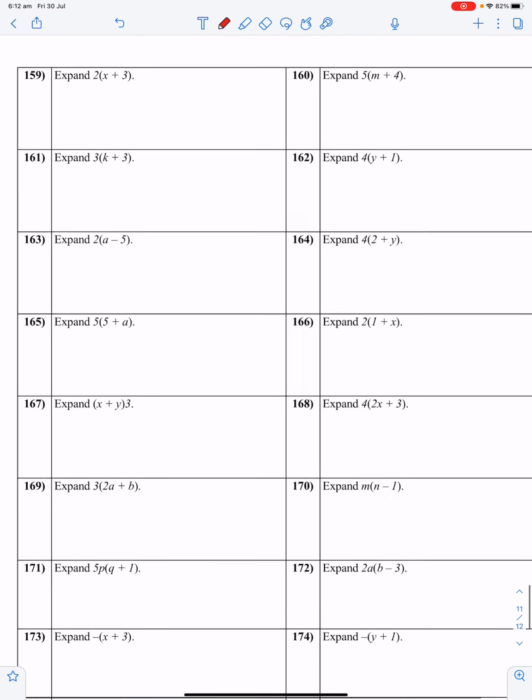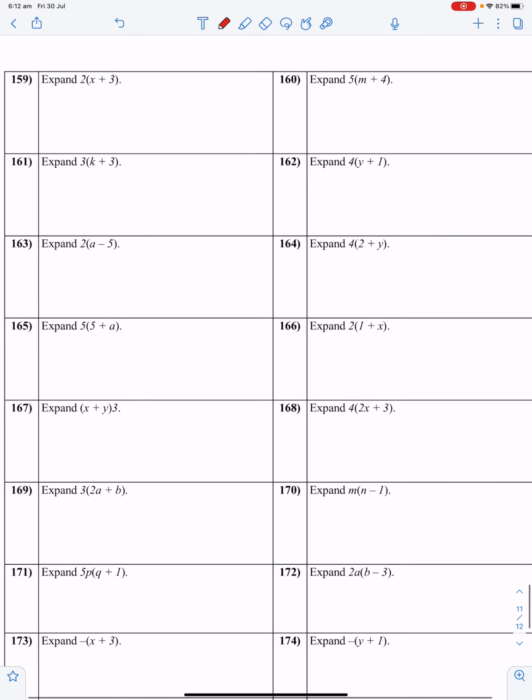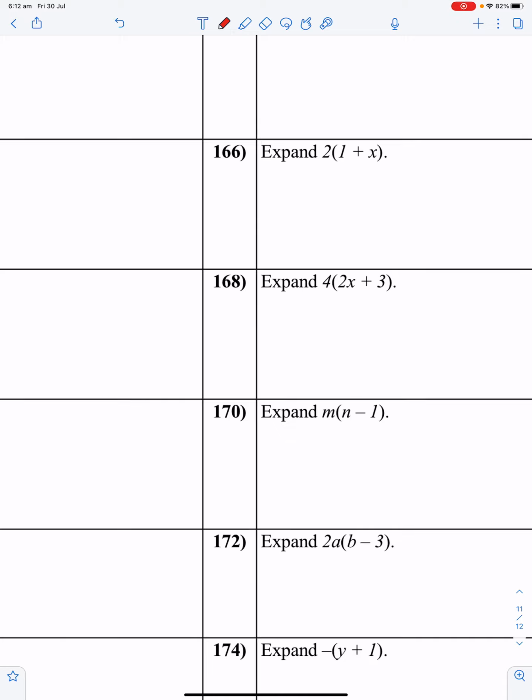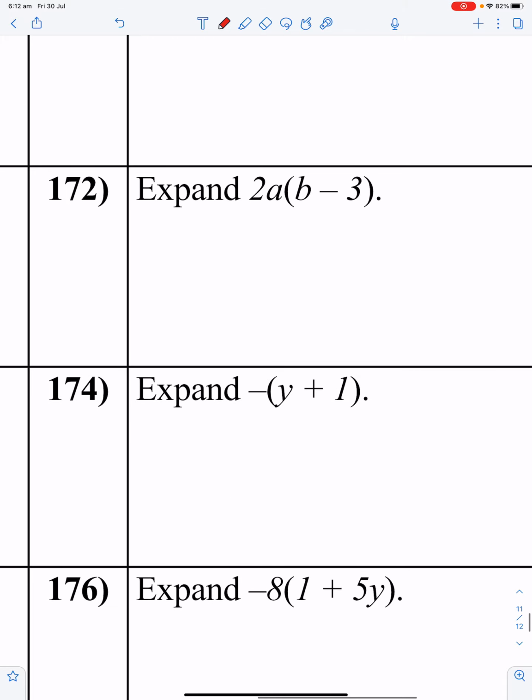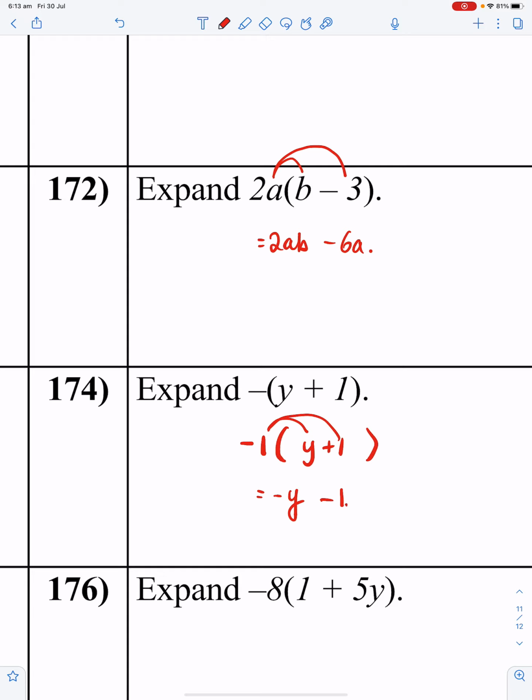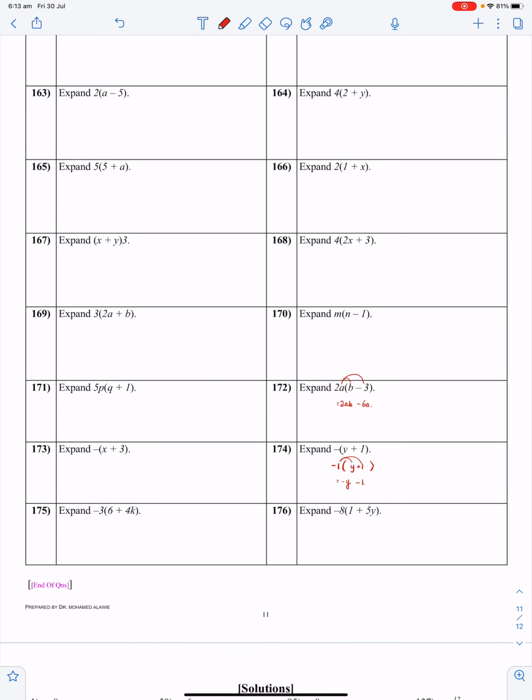Now this page is on expanding brackets. We have done a fair bit on expanding brackets. I'll just remind you, I'll do question 172, this one over here. 2a times b is 2ab and you stop. And 2a times minus 3 is minus 6a and you stop. Question 174, you can rewrite it like this if you like. Okay. Now minus 1 times y is minus y and you stop. Or 1y, doesn't matter. And minus 1 times 1 is minus 1. Okay, and you're finished.